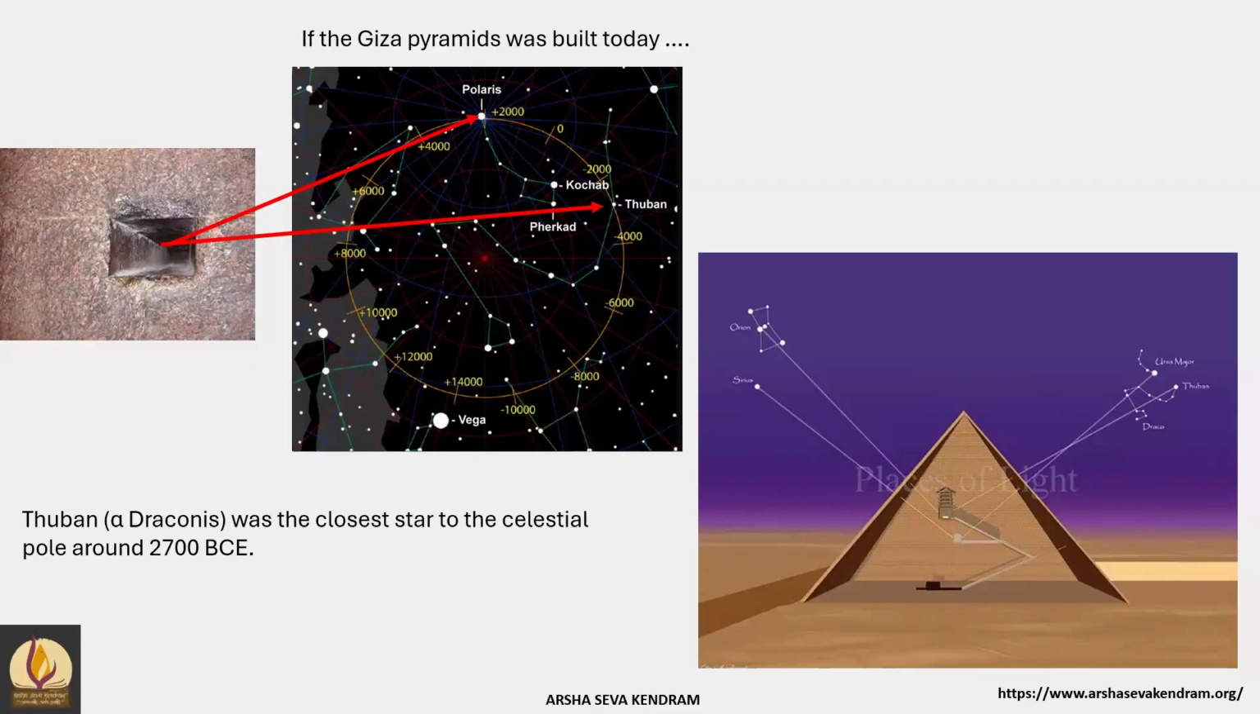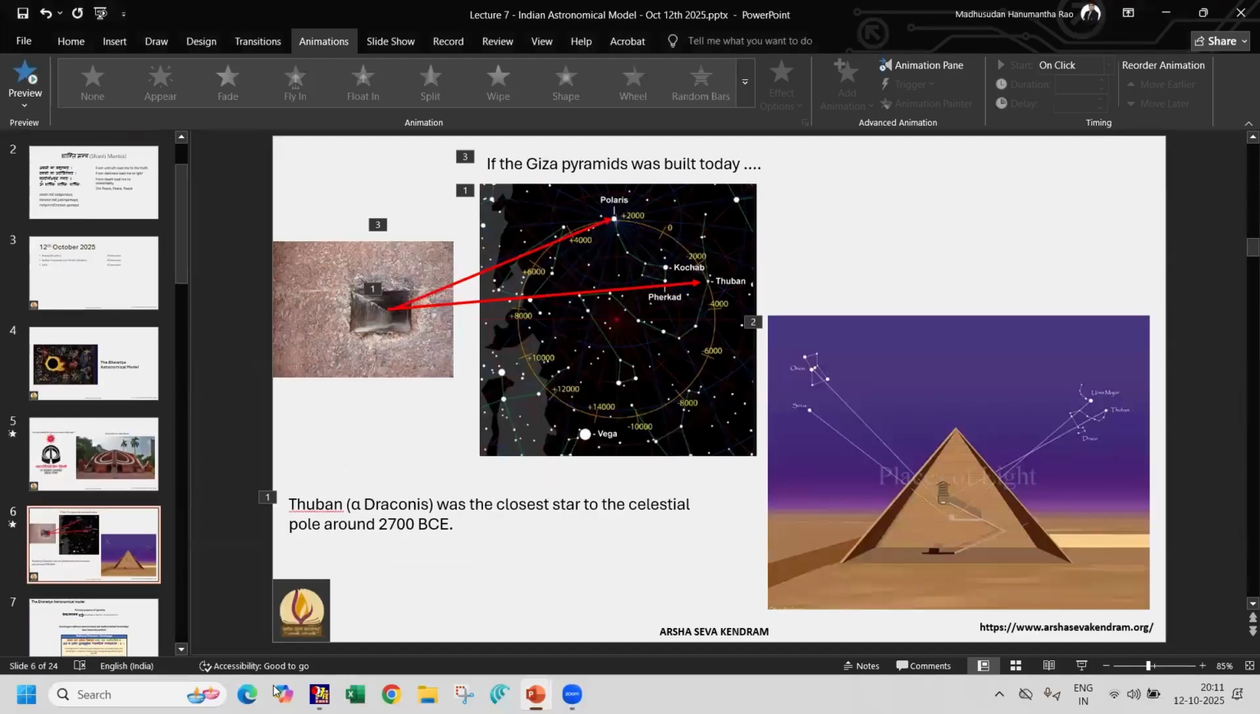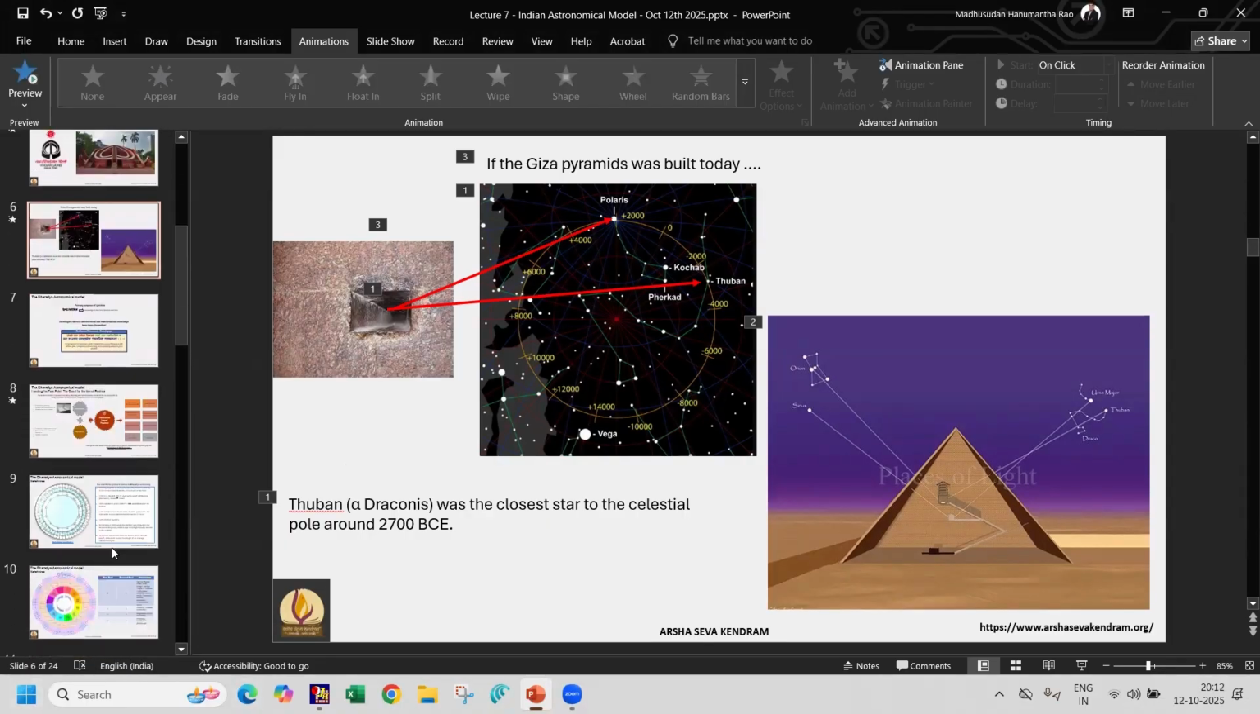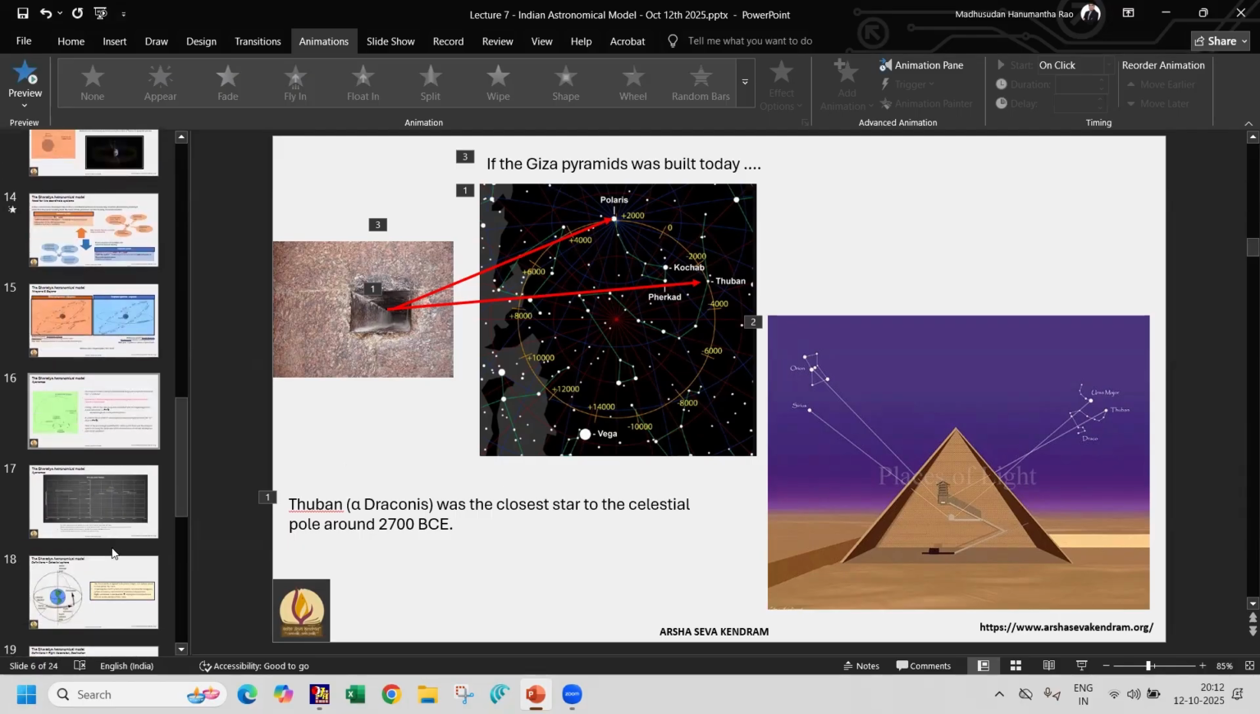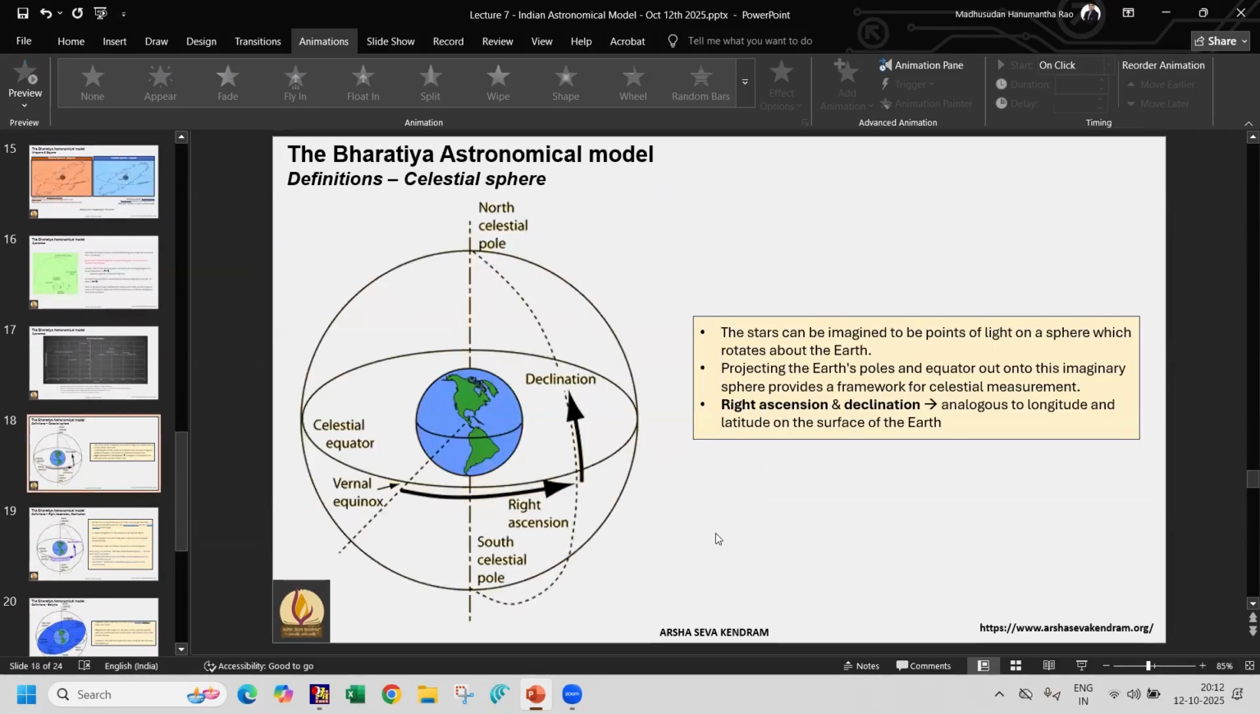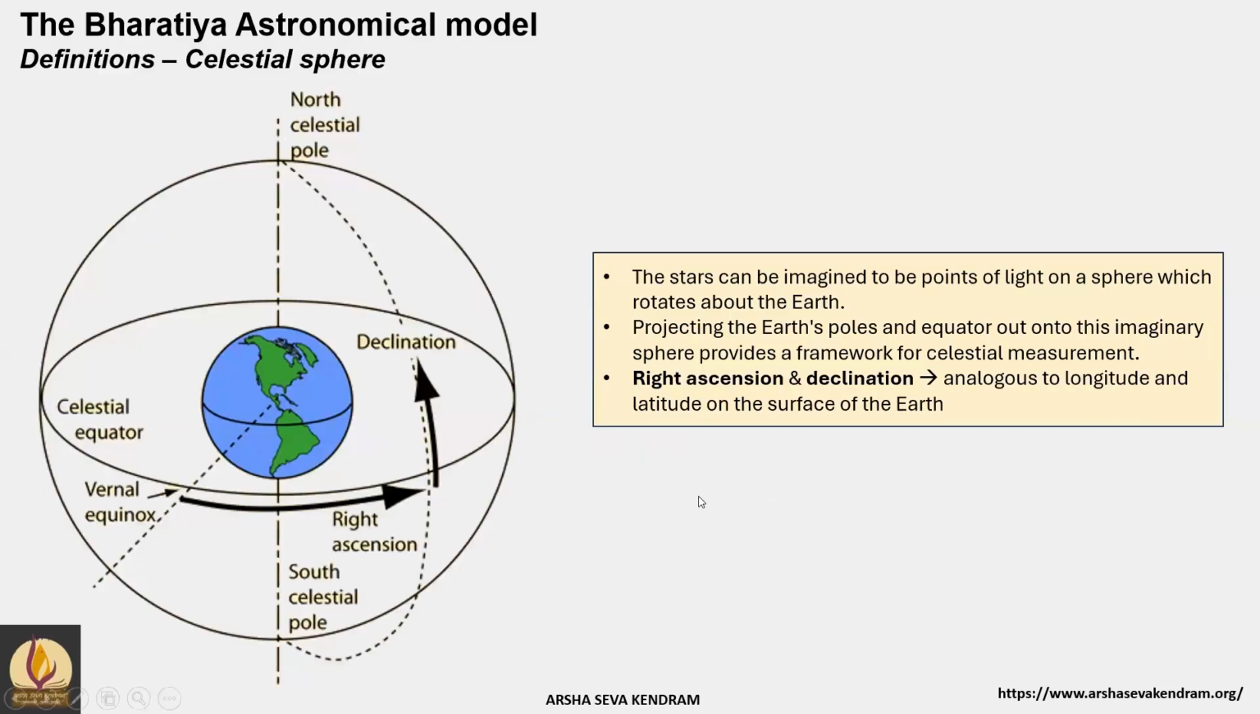So this again emphasizes the effect of precession, and precession was something that was also observed by other civilizations in addition to our Indian civilization as well. So I just wanted to introduce the topic. Now, before we get into things, we will quickly brush up certain concepts that we studied last week, right?